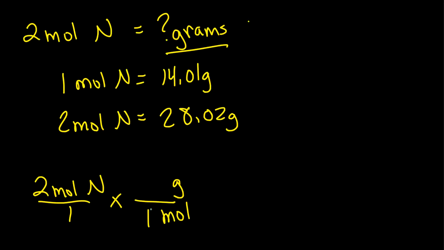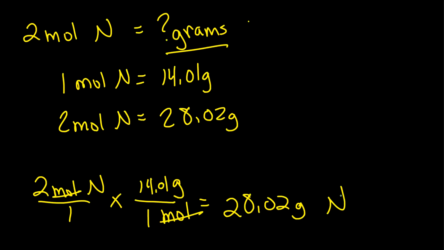Well, 1 mole of nitrogen is equal to 14.01 grams. So to figure this out, you just follow your setup. 2 divided by 1 is 2, times 14.01 is 28.02, divided by 1 remains 28.02. And that'll be grams because moles cancel out. It's going to be 28.02 grams of nitrogen.